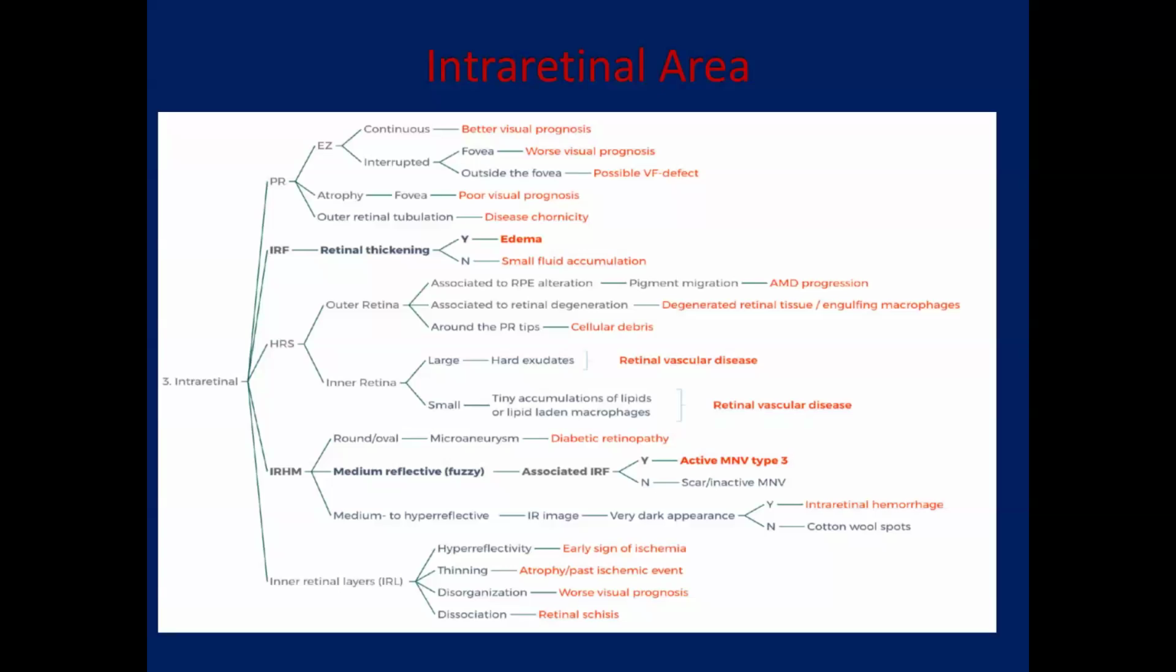The other problems that can happen are intraretinal. The intraretinal area can be thickened from edema or from small fluid accumulation, or hyperreflective material or spots can be there in the outer retina or in the inner retina. In the outer retina, mostly pigment migration or cellular debris. In the inner retina, hard exudate or thin accumulation of lipid material. Or intraretinal hyperreflective material can be of different sizes, medium reflectivity or medium to hyper. Depending on the reflectivity, you can diagnose microaneurysms, macular neovascularization, or scar.